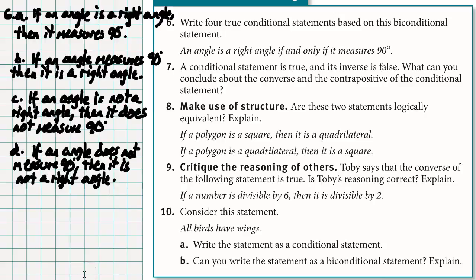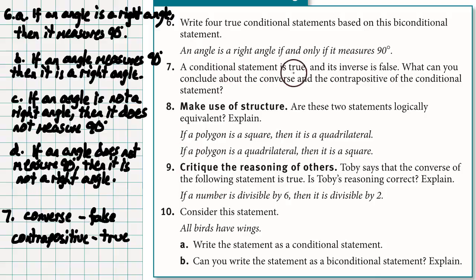Here on the side are the 4 ways to write that sentence. If an angle is a right angle, then it measures 90 degrees. If an angle measures 90 degrees, then it is a right angle. If an angle is not a right angle, then it does not measure 90 degrees. If an angle does not measure 90 degrees, then it is not a right angle. Notice that these sentences were created by interchanging the order of the sentence and by using the word not in the sentence.